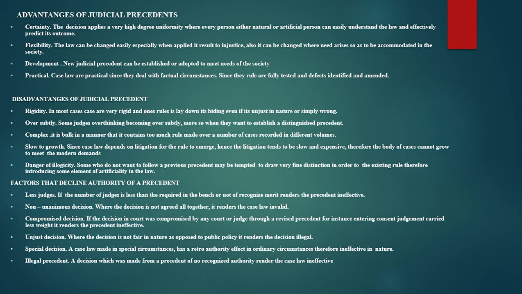We also have flexibility. The rule can be changed easily, especially when it applies to injustice. Also, it can be changed where need arises, so as to be accommodated in the society. So it is flexible, it can be changed. Judges can adopt a distinguished precedent, and the law can be changed and developed. New judicial precedent can be established or adopted to meet the need of society. So there is room for growth and development of judicial precedent.